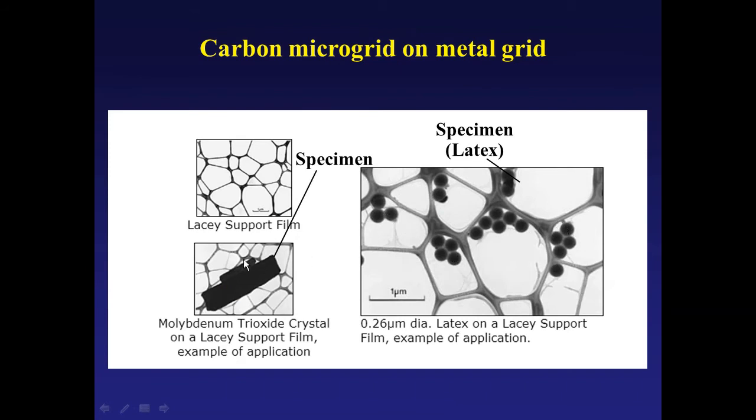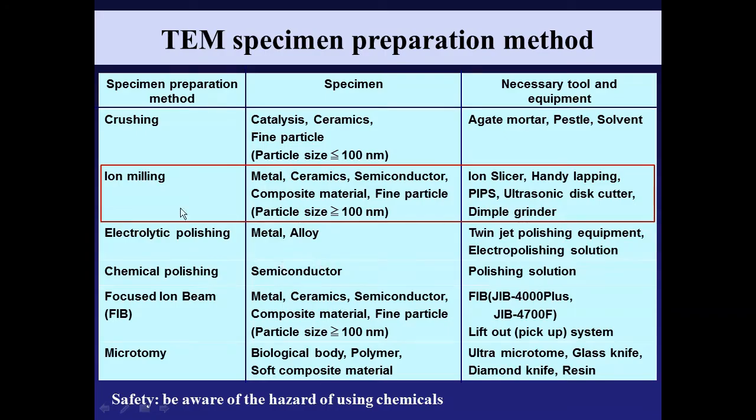And also if the sample is a little bit bigger, the microgrid is not necessary, but we can observe it without a carbon film, or we can distribute the crystal like this. Okay. And also ion milling is like this, milling the specimen with ions, but today I just introduced the ion slicer.